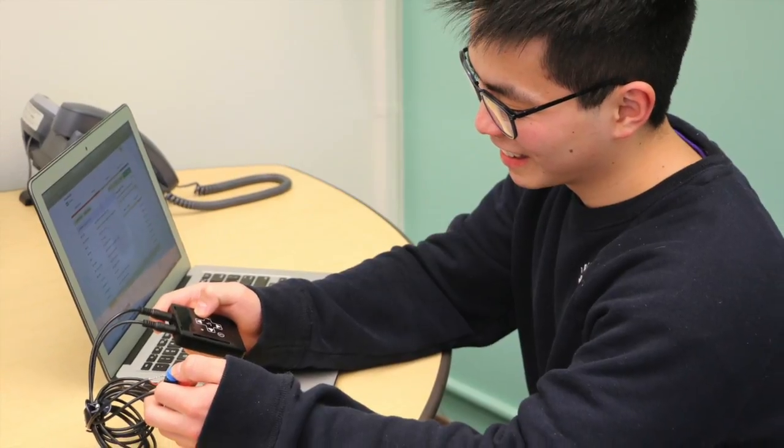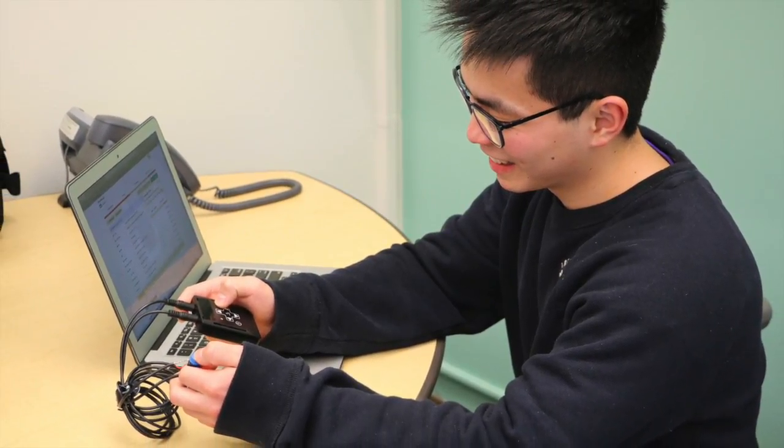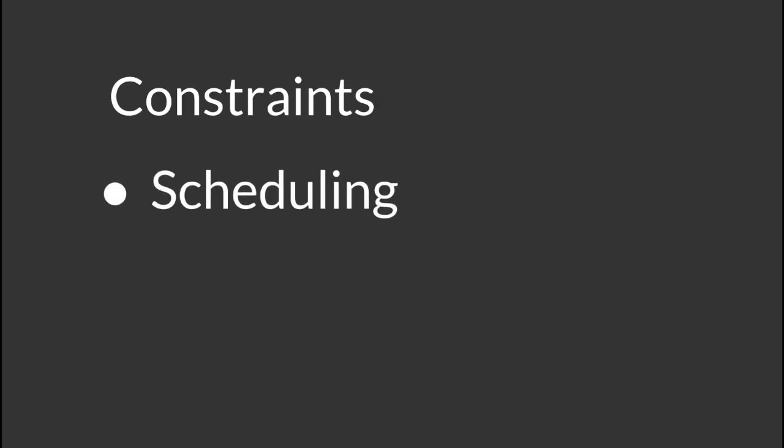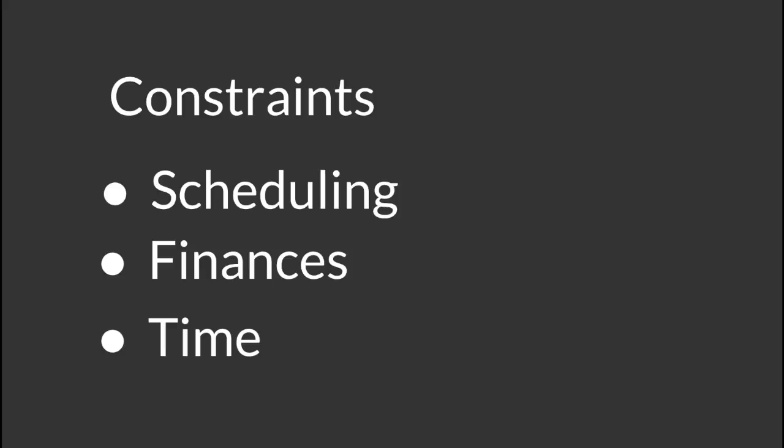Morse Decoder was subject to a variety of constraints and limitations which may have hindered the progress we made. This includes difficulties scheduling with needs experts, a lack of funding, and having only 10 weeks to research and build this product.